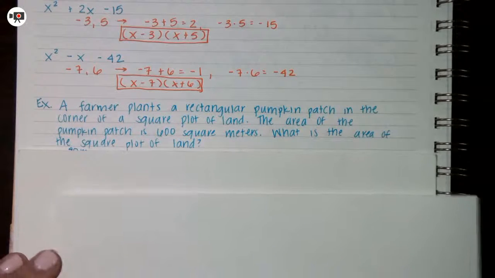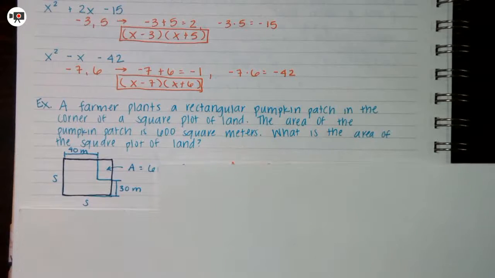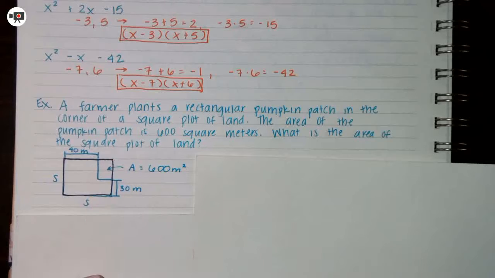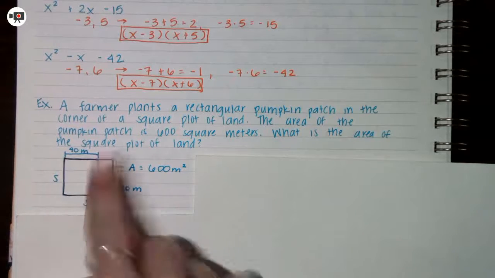Alright. A farmer wants to plant a rectangular pumpkin patch in the corner of a square plot of land. So we have the pumpkin patch here and a square plot of land. The area of the pumpkin patch is 600 square meters. What is the area of the square plot of land? So I'm looking for the area of this large square.